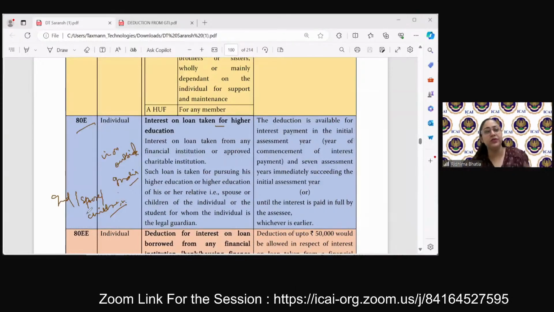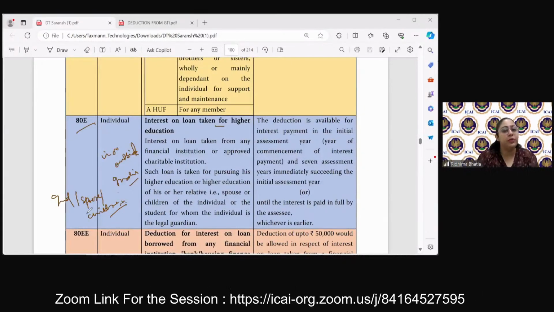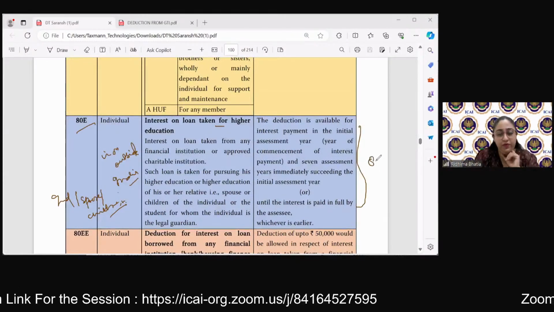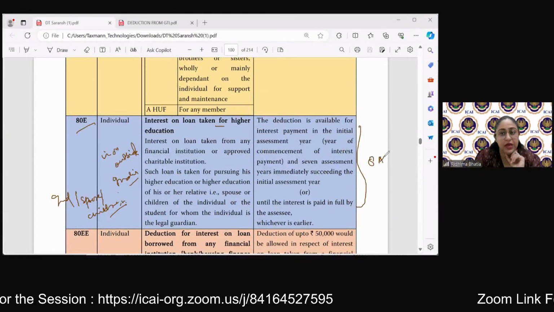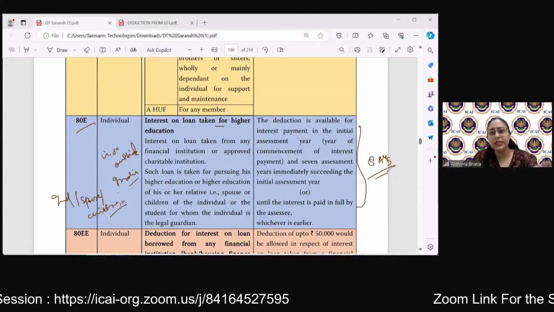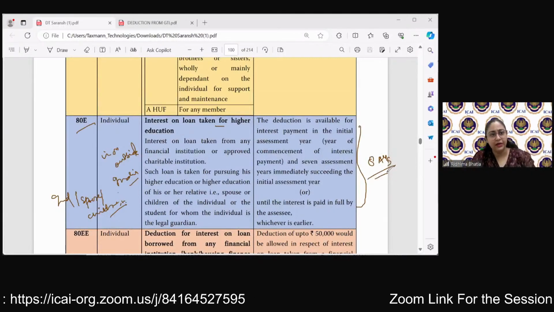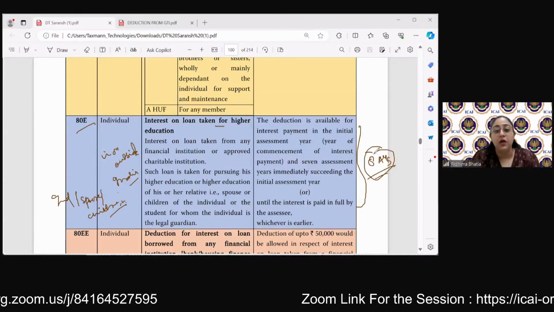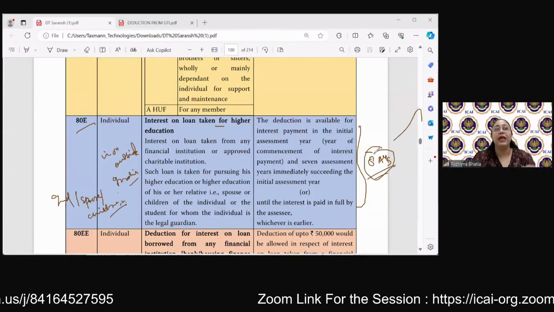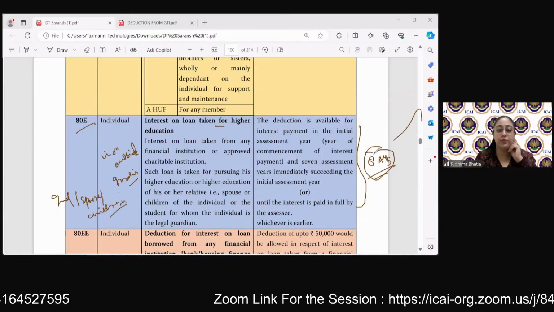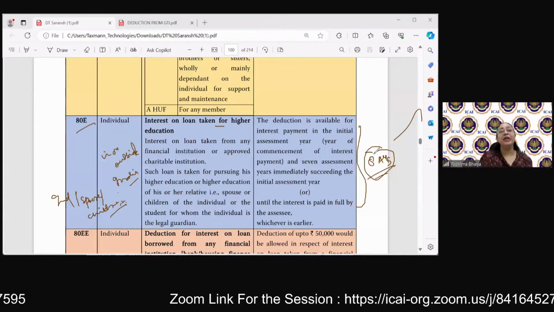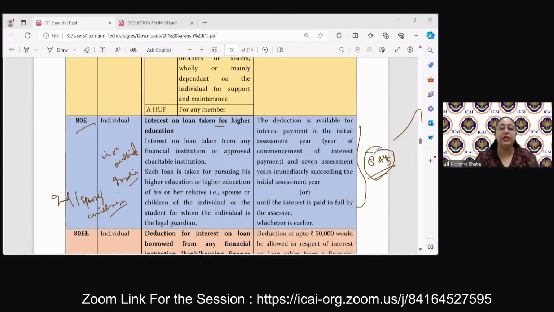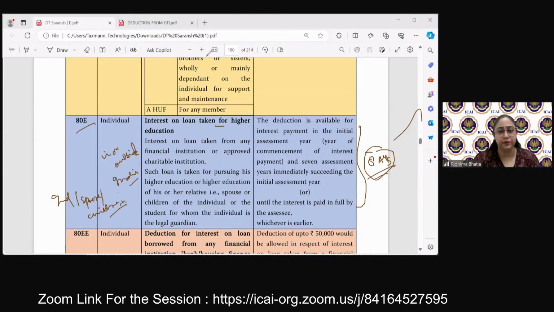Interest is 2 lakhs, claim 2 lakhs. Interest is 3 lakhs, claim 3 lakhs. Not a problem under 80E. But the checkpoint here is that the interest deduction would be allowed for a maximum of 8 assessment years. From the year in which you paid interest, that year plus 7 years, so 8 assessment years deduction would be allowed. Loan has to be taken from any bank, any financial institutions or approved charitable institutions, not from anywhere and everywhere. Okay, that's it. There is no other point in this. There is no limit, nothing.